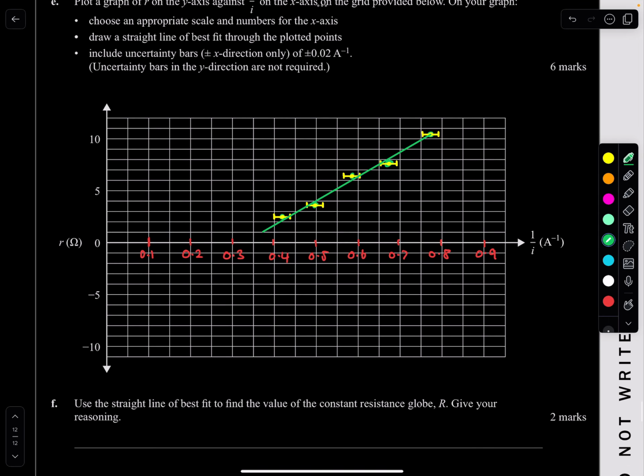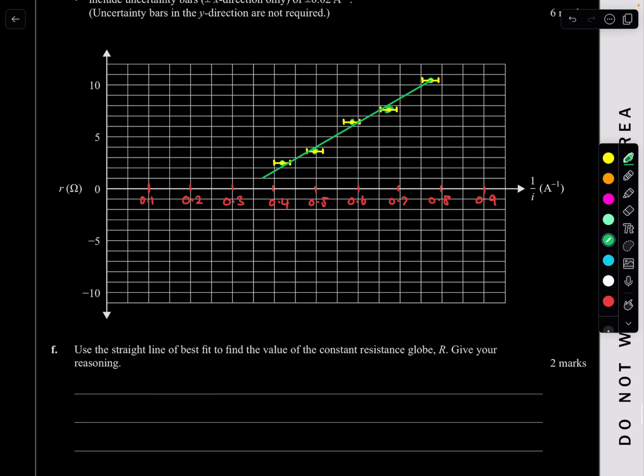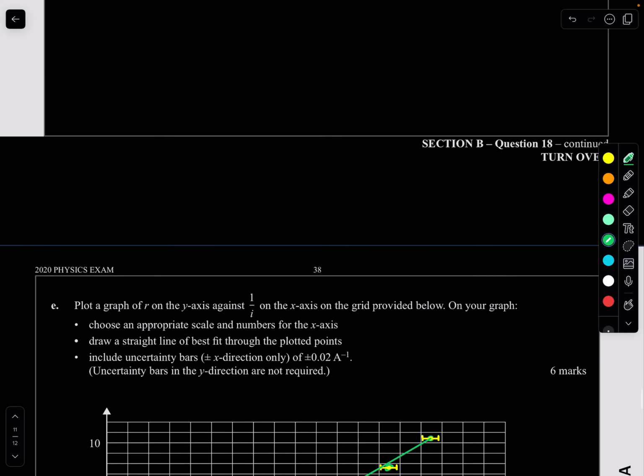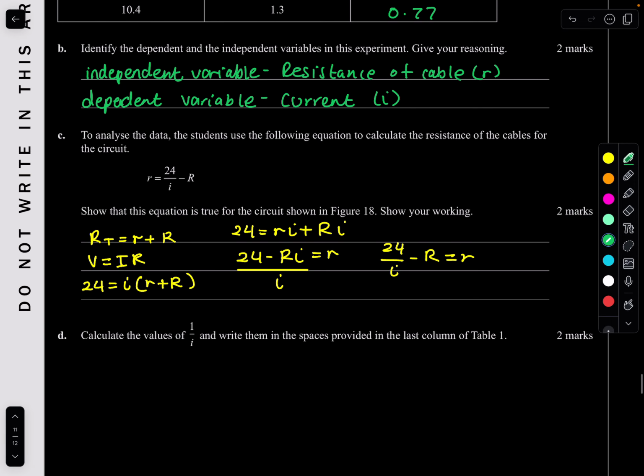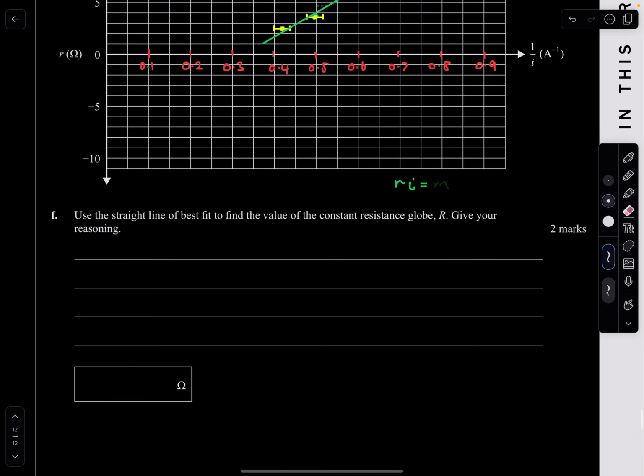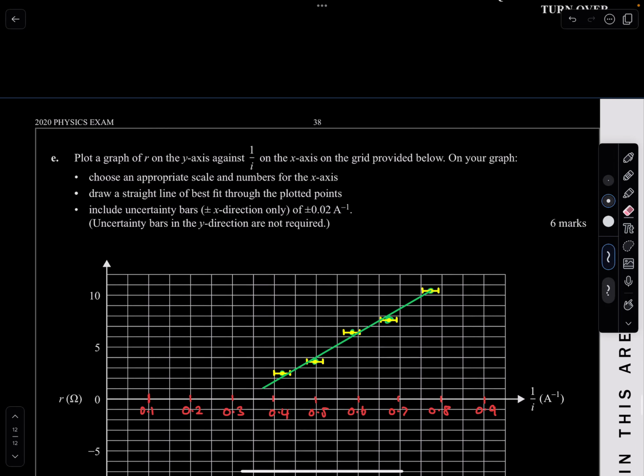Okay, so let's try using the gradient. So if I calculate the gradient, which is basically R over your x-axis, which is 1 over I, that's basically going to give us Ri, that's going to be our gradient. Let's see how we can use that gradient to help us calculate big R, this one. So if I multiply both sides by Ri, that gives me 24 minus Ri. So I can get that there, but no, I have I there. That's the problem. So I can't use the gradient, basically. Okay. Let's find another way.